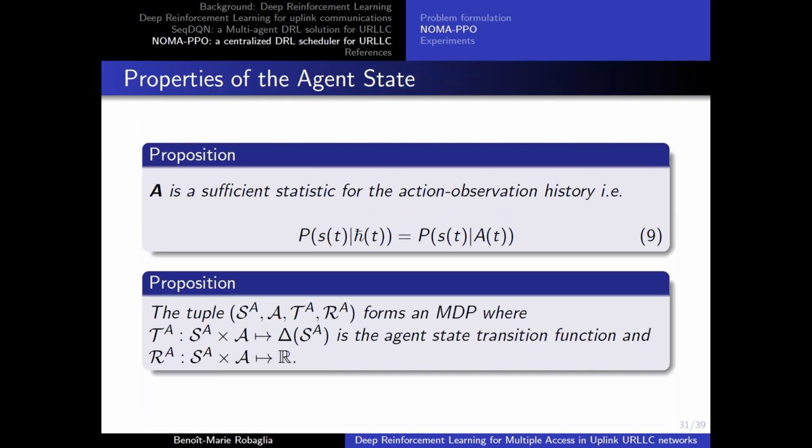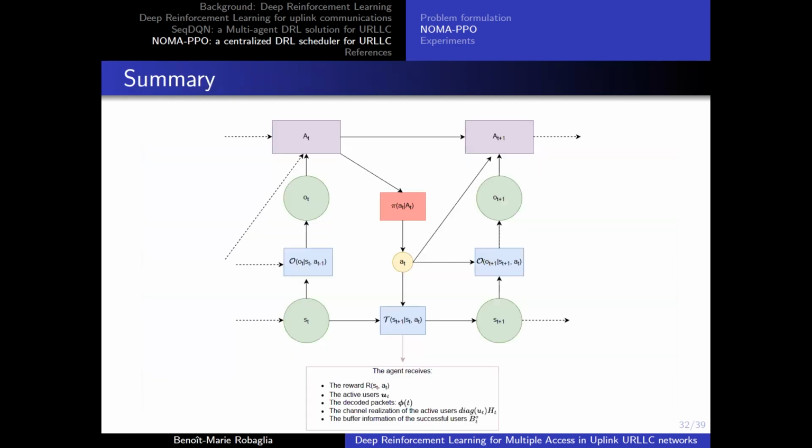The property of this is that we show that it's a sufficient statistic for the action-observation history. And proving that also allows us to form a new MDP with the agent state. That is very convenient because when we have an MDP, we can apply traditional reinforcement learning algorithms. So this was a summary of everything.